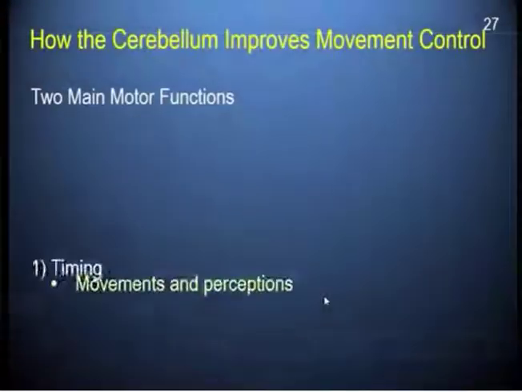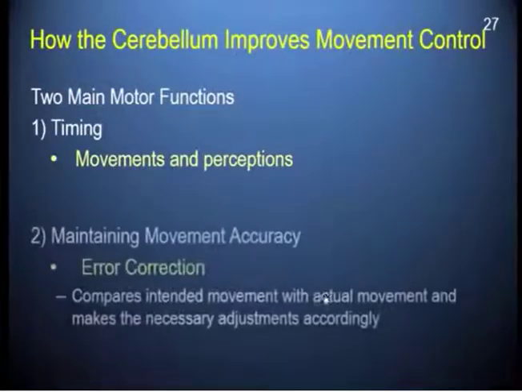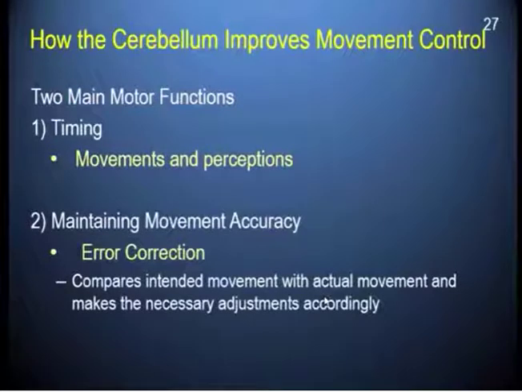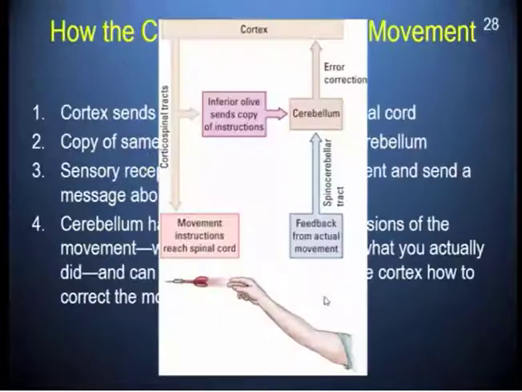Now we're going to talk about the cerebellum and its two major roles: helping with timing and maintaining accuracy of our movement. This is where copies are also sent to the cerebellum to allow us to review what the intended movement was and what the actual movement is, and then make the adjustments that we need to. So here's a picture: the cortex sends a copy of the message to the corticospinal tract, which sends it out to the spinal cord for delivery to the muscles.